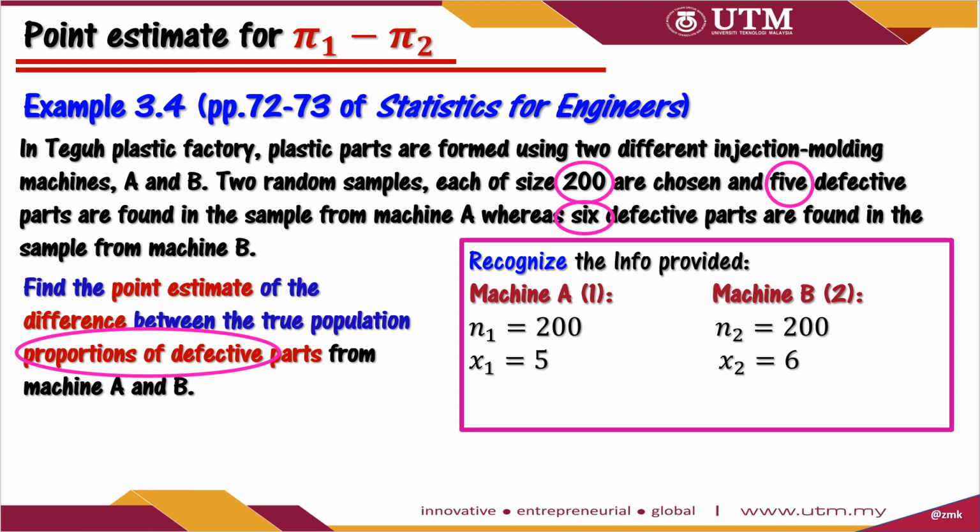Hence, we can obtain the sample proportion values p1 and p2, which are the point estimates for pi1 and pi2 respectively, by dividing the number of defective parts by the corresponding sample size. Here, p1 is 5/200, which is equal to 0.025, and p2 is 6/200, which is equal to 0.03. Do you follow me? Good.